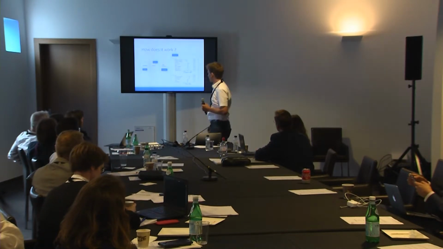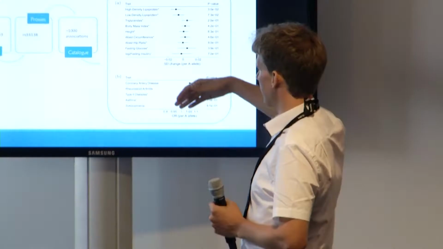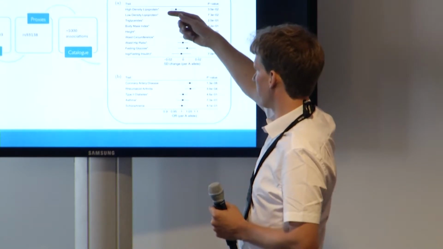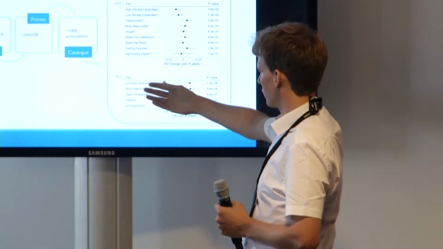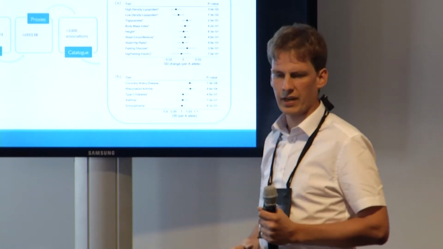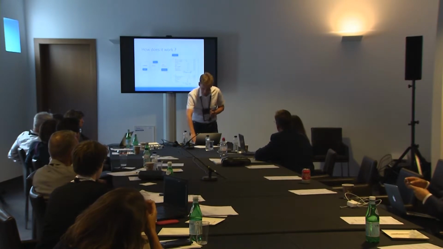So how does it work? As I said, you just take a SNP, ask the website to calculate the proxy, you get all your associations, and then you can use the statistics for whatever you want. So for example, for Mendelian randomization, where you try to do the calculations for your intermediates and then for your outcomes. Here, for example, for HDL, triglycerides, height, and your outcomes, coronary heart disease and rheumatoid arthritis. So this is how typically you can do a very simple lookup.